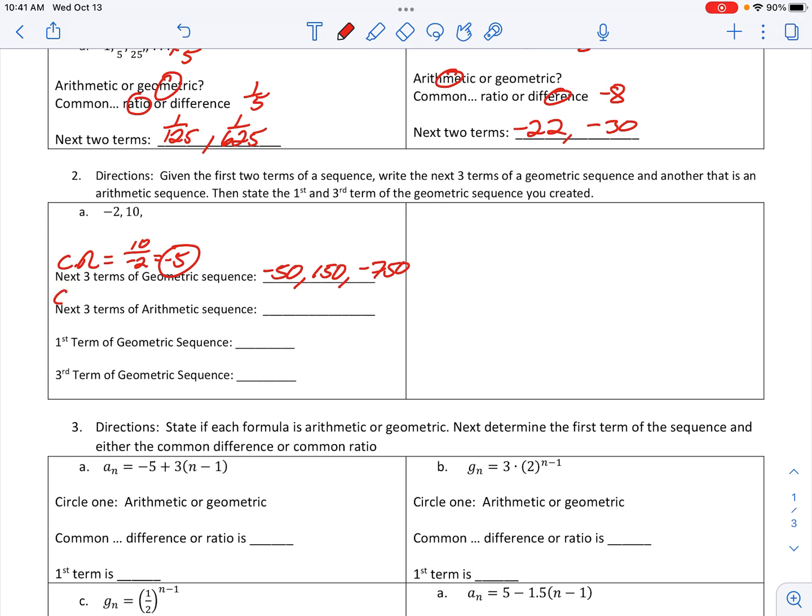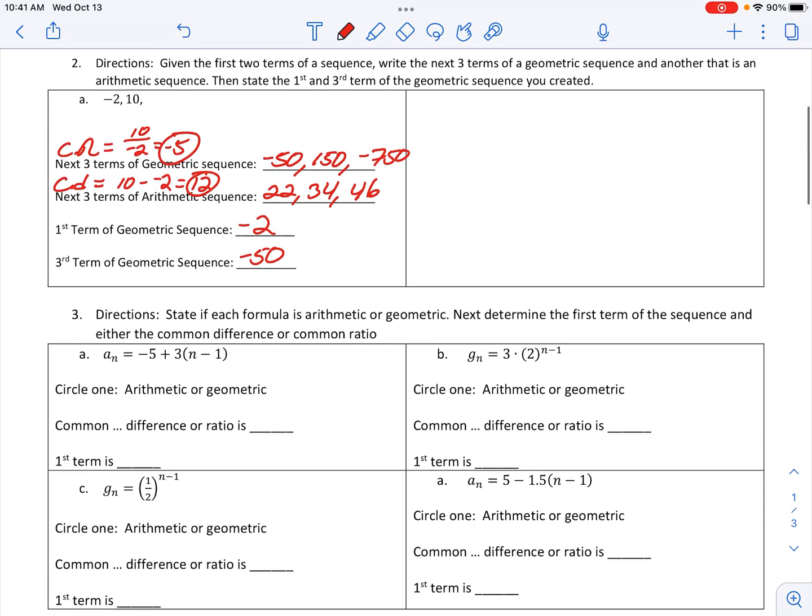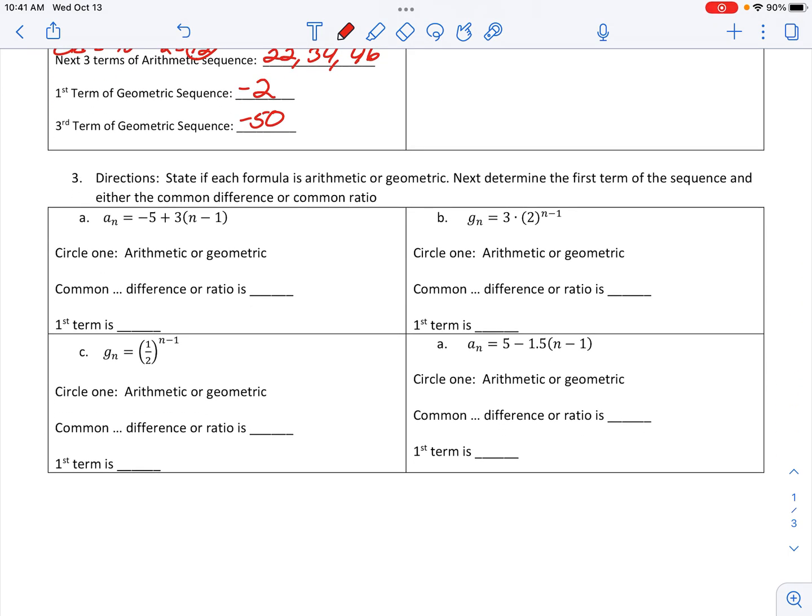Now, to be arithmetic, we have a common difference. To calculate that common difference, I do the second term minus the first term, which means the common difference is 12. I'm adding 12. 10 plus 12, 22. 22 plus 12, 34 plus 12, and so on. The first term of the geometric sequence, we started off at -2, and then we made the third term be -50, okay?